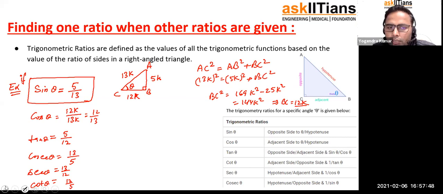I hope you got it. If one of the trigonometric ratios is given, then we can figure out all the other trigonometric ratios easily. This is the idea. Make a triangle, write down the sides, and find the third side by the Pythagoras method, because Pythagoras is there to help us here.